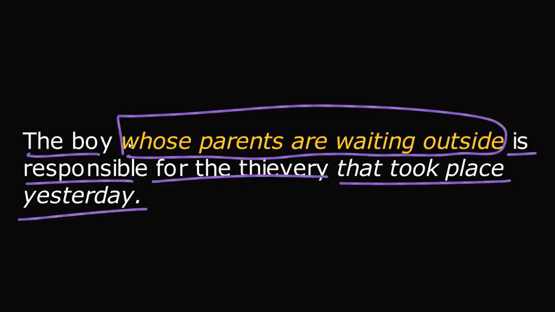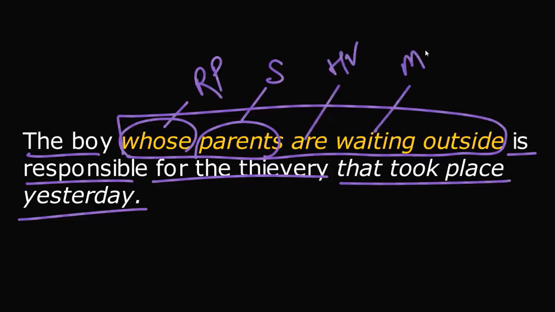So whose parents are waiting outside is a relative clause starting with the relative pronoun whose, then we have the subject of the clause parents, right? Then we have the helping verb, then we have the main verb, all right? Then we have an adverb. All right. So whose parents are waiting outside is a relative clause that is identifying the noun boy and giving essential information about it. The boy, which boy? Whose parents are waiting outside? That boy we're talking about is responsible for the thievery, which thievery? That took place yesterday.